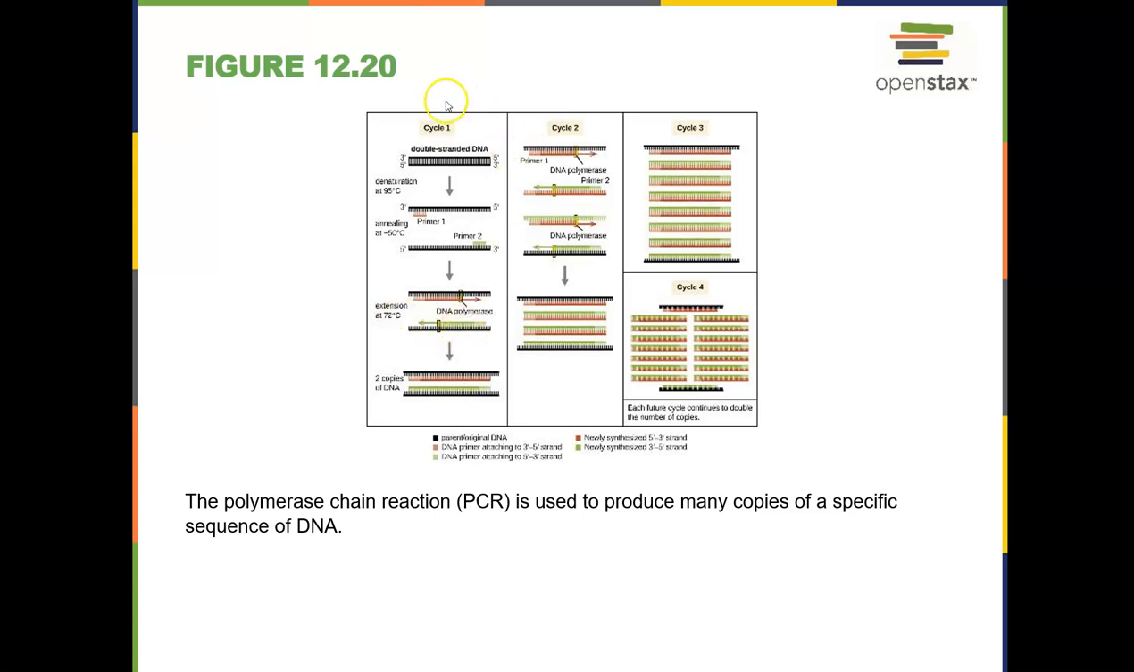So from one round, you start with one and you get two. Cycle 2, you start with 2 and then you have 4. And then in cycle 3, you're going to keep getting multiples. You can do hundreds of cycles if you want.